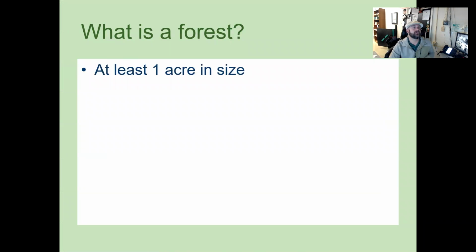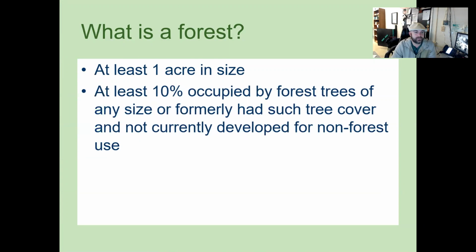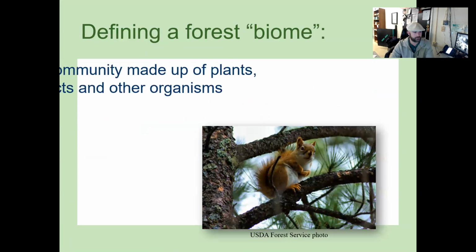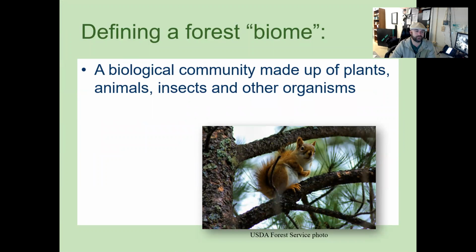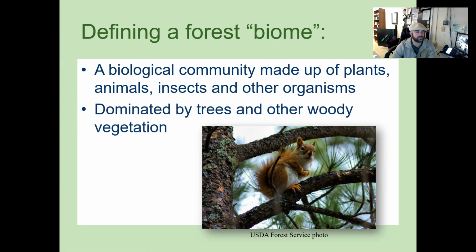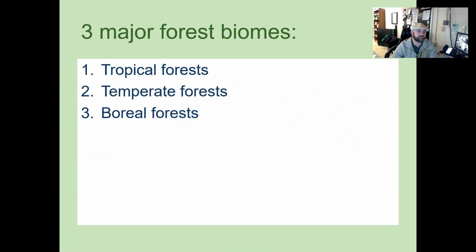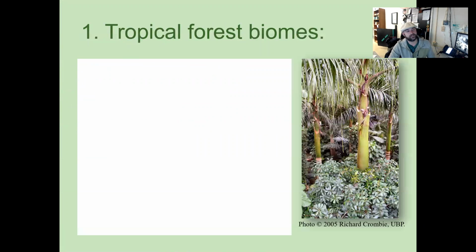So, what is a forest? At least 1 acre in size, at least 10% occupied by forest trees of any size or formerly had such tree cover, and not currently developed for non-forest use. So defining a forest biome, this is a biological community made of plants, animals, insects, and other organisms, dominated by trees and other woody vegetation. We have 3 major forest biomes: tropical, temperate, and boreal forests. We're going to talk a little bit about each one.